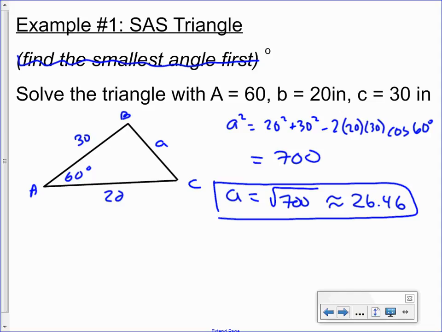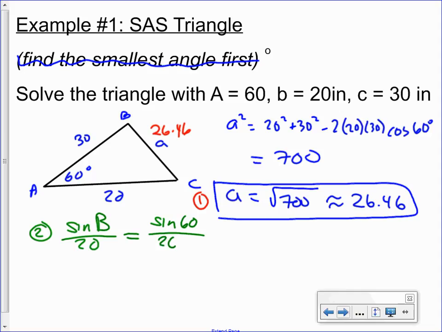Now that we know this is 26.46, and now it's not sine. Okay, so this is the first thing we found. So second thing. Now that we have an A, a side across from an angle, let's just do law of sines. Let's go in order. So the next thing would be B. I like to put that at the top just because it's the one we're looking for. So sine B is to 20 as sine 60 is to 26.46.